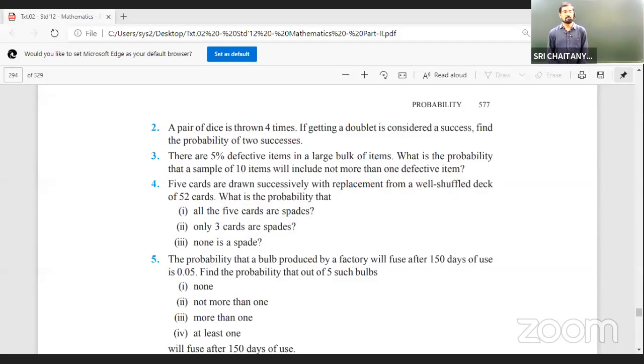N value, P value, Q value, K value. That's enough to solve the problem, right?